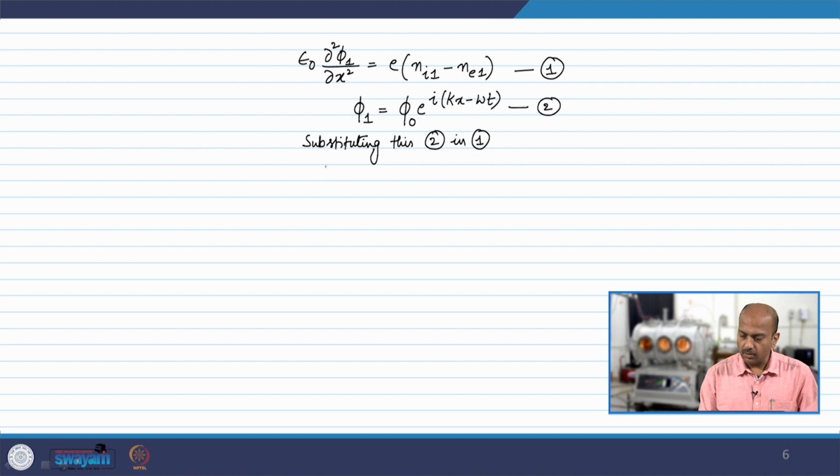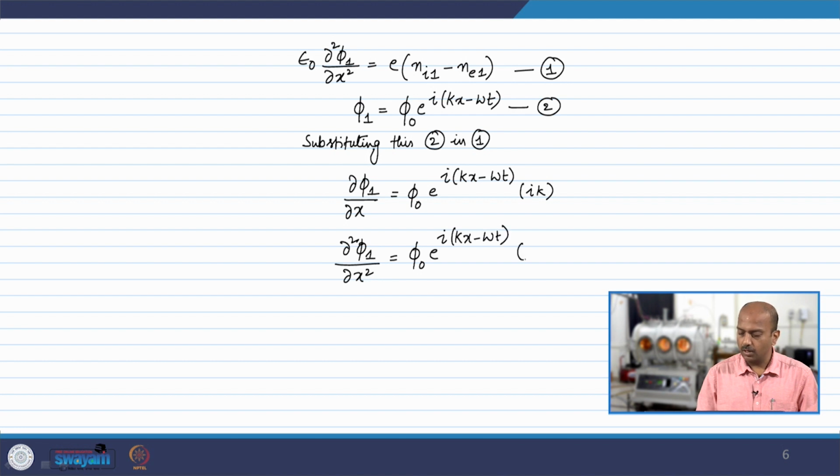So, when you substitute this into that, dphi1/dx would be phi0 e to the power of i(kx minus omega t) times ik, and d²phi1/dx² will be phi0 e to the power of i(kx minus omega t) times (ik) whole squared. Using this, we will write epsilon naught times i k squared.